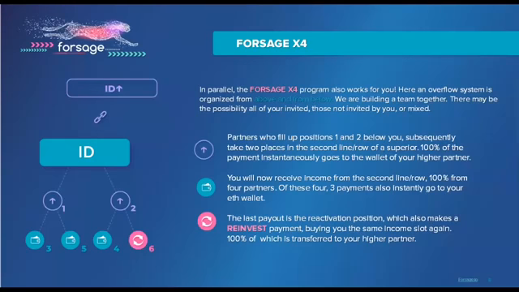So, but let's go ahead and read through. So partners who fill up positions 1 and 2 here subsequently take places in the second row of your superior partner. 100% of the payment instantly goes to the wallet of that higher partner. Now again, here, on the second line, you now are in a position to receive income on your second row. Again, 100% from 4 different partners, all right? And of these 4, 3 of the payments also instantly go into your Ethereum wallet, okay?